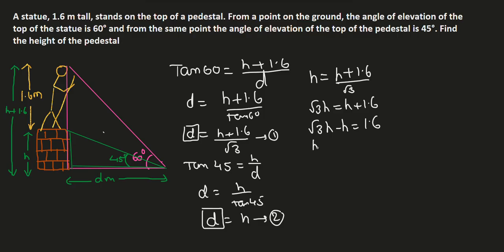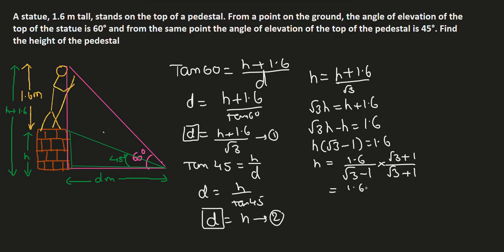h is common in both, therefore h is common: root 3 minus 1 times h is equal to 1.6. h will be 1.6 divided by root 3 minus 1. You have to rationalize the denominator, which means you have to change the sign in between these two and multiply with the same in the numerator also.